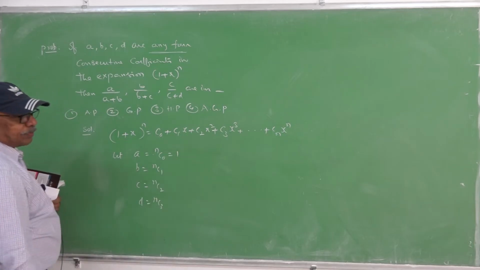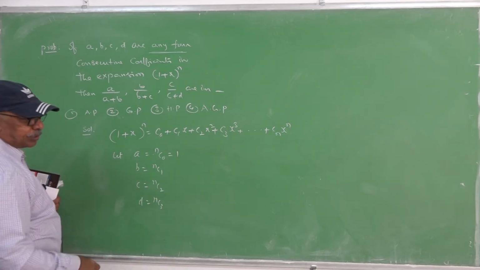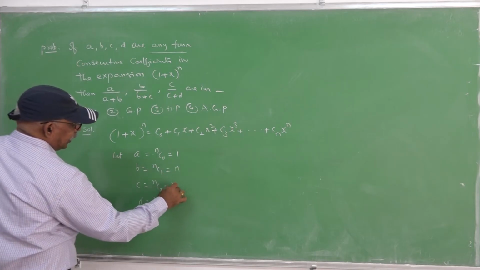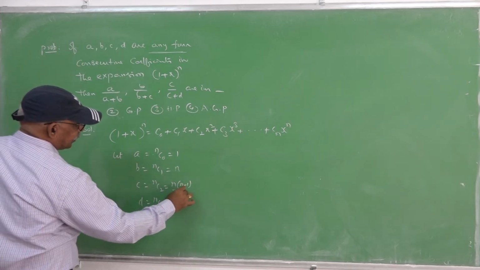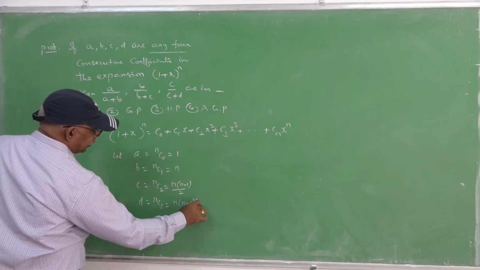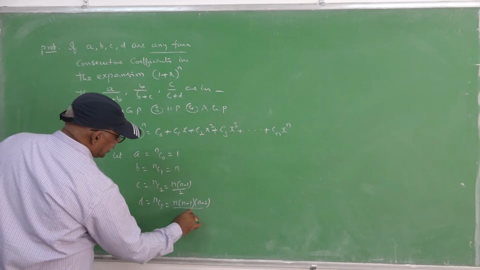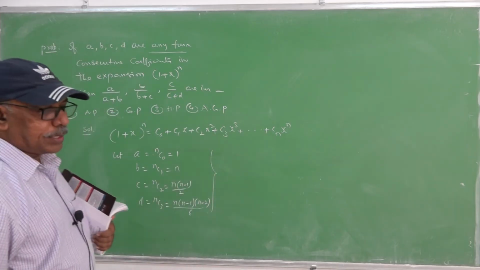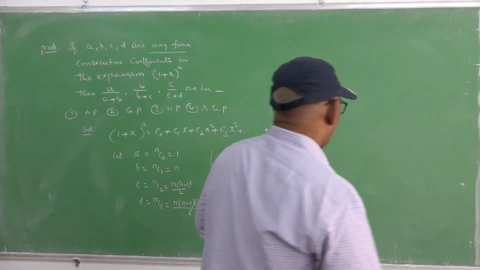nc naught is n factorial by n factorial into 0 factorial, that is 1. nc1 is n. nc2 is n into n minus 1 by 2 factorial, that is 2. nc3 is n into n minus 1 into n minus 2 by 3 factorial, that is 6. Okay. You can straight away take the initial first four coefficients.